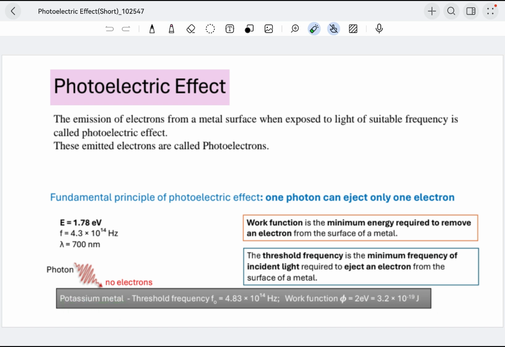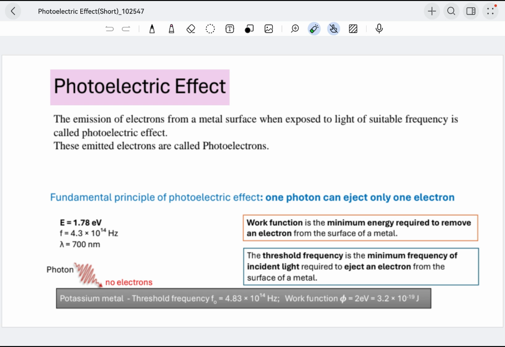Let's first discuss the work function. Work function is the minimum amount of energy required to remove an electron from the surface of a metal. So for this potassium metal, the work function is 2 electron volt. It means that if we supply an energy of 2 electron volt or more than 2 electron volt, we can get the electron from the surface.